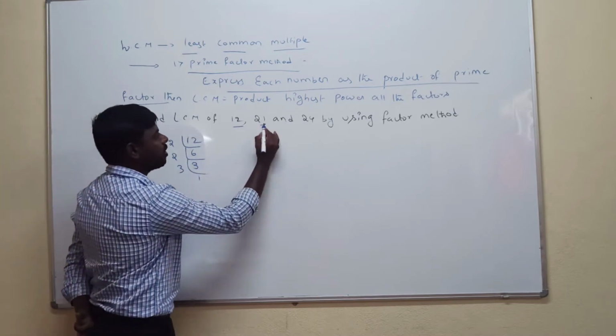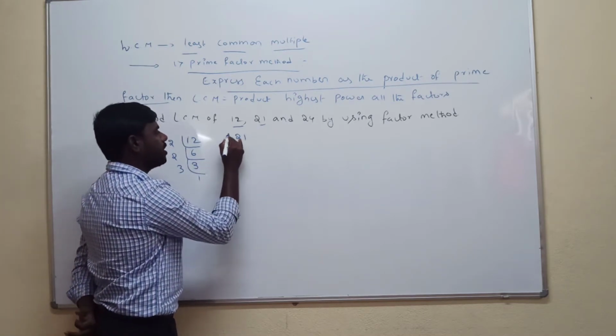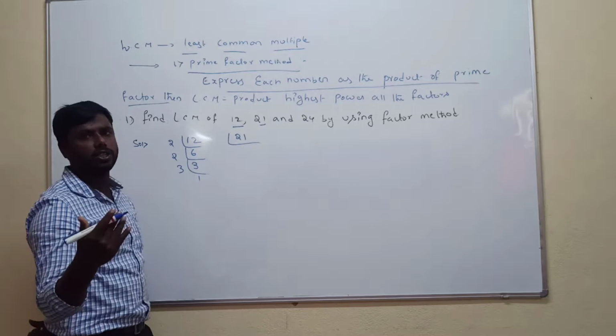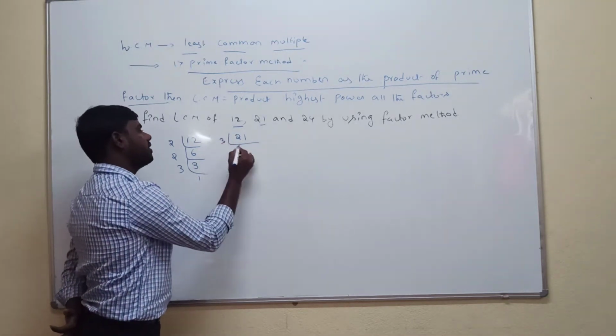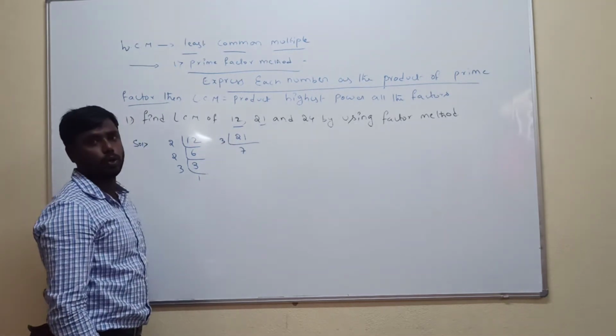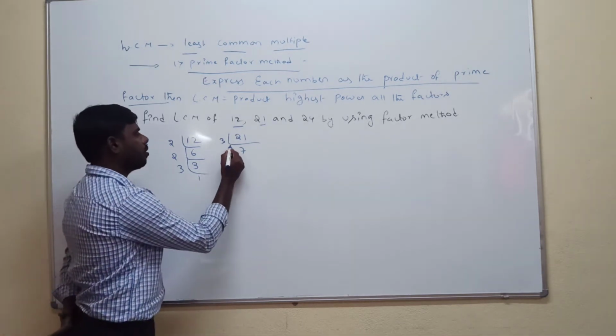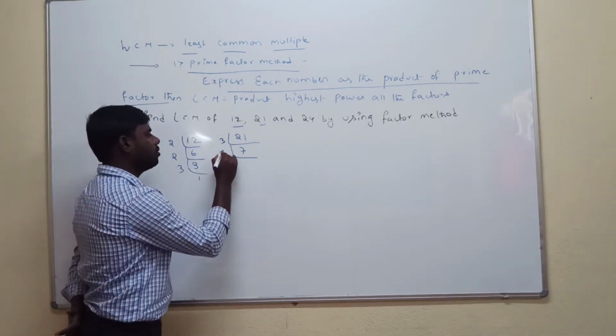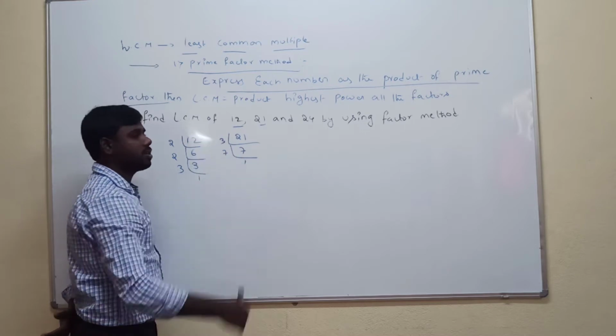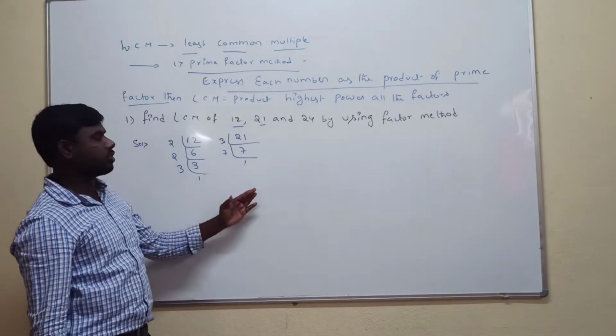The next number is 21. 21 is not divisible by 2. Next we take 3. 3 sevens are 21. A prime number, 7, we are getting. 7 divided by 7 is 1. The remainder is 1, so we stop the division.